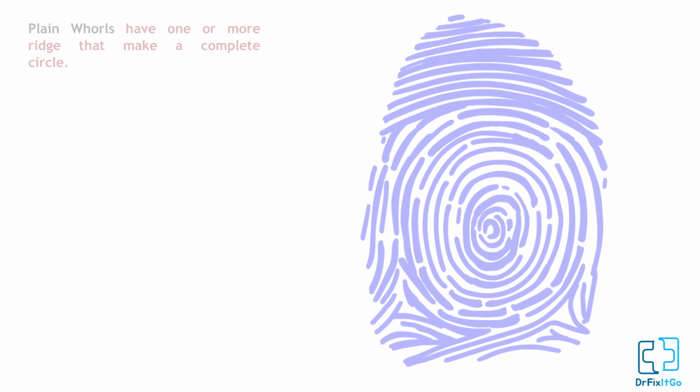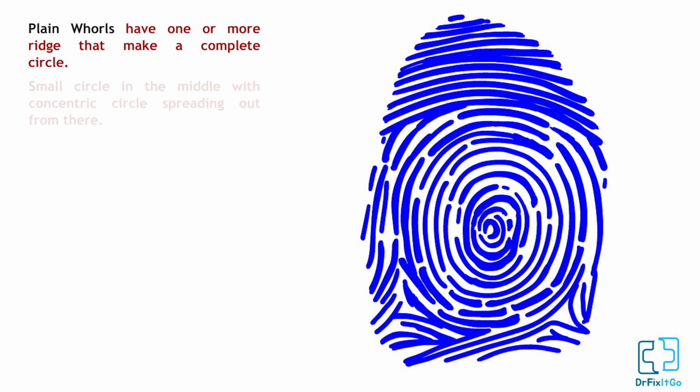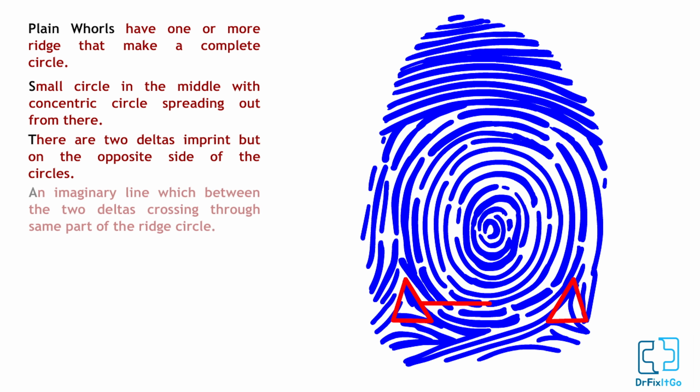Plain whorls have one or more ridges that make a complete circle. You see a small circle in the middle with concentric circles spreading out from there. There are 2 deltas, one on each opposite side of the circles. An imaginary line between the 2 deltas crosses through at least part of the ridge circle.